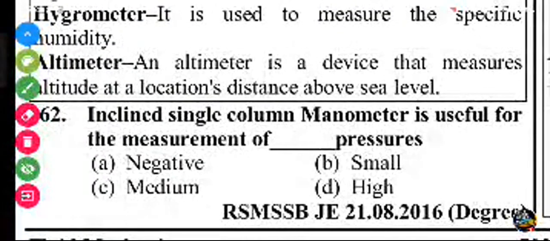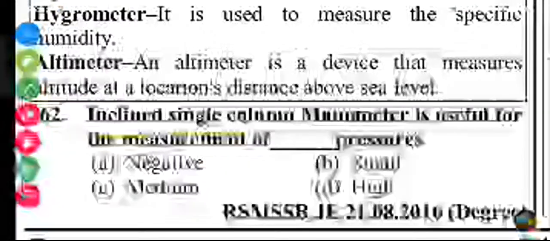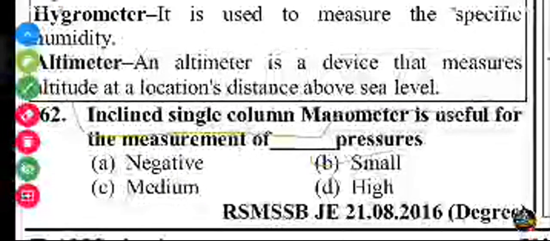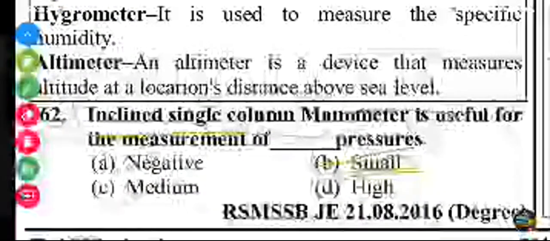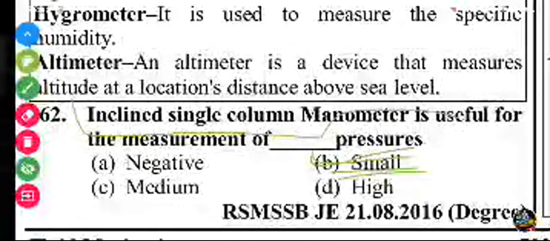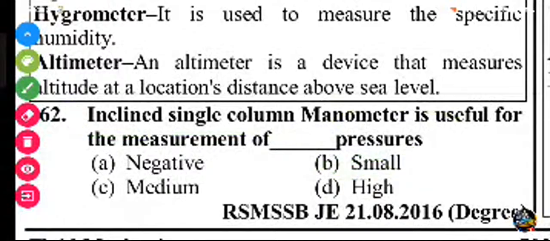A column manometer is useful for the measurement of dash pressure. The inclined single column manometer is used for small pressures because it has good sensitivity. Low fluctuations can be measured by the inclined single column manometer.